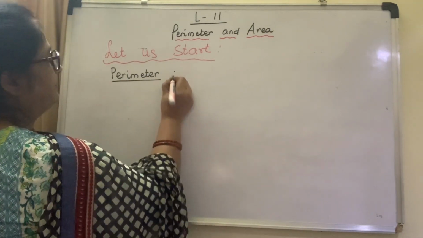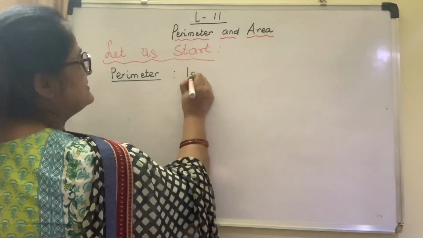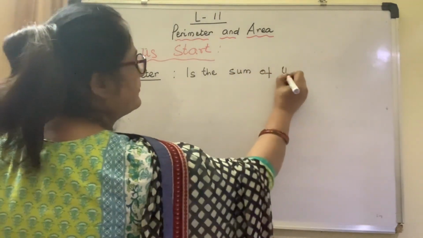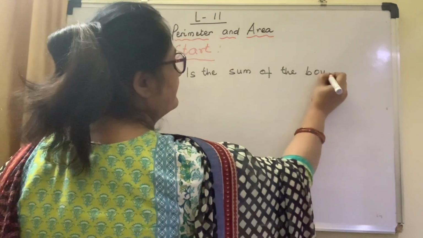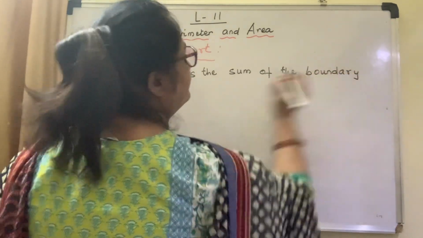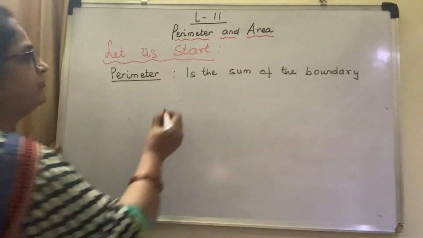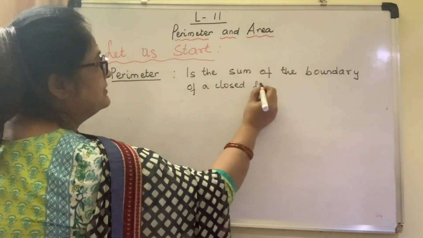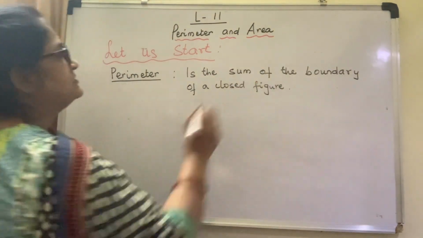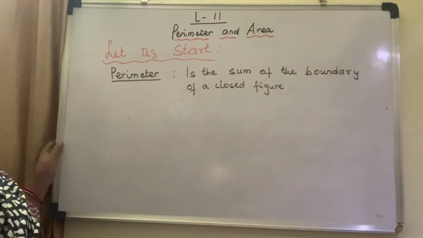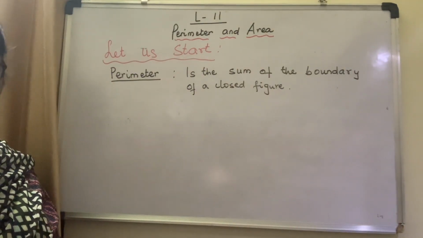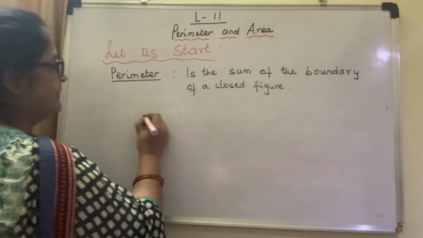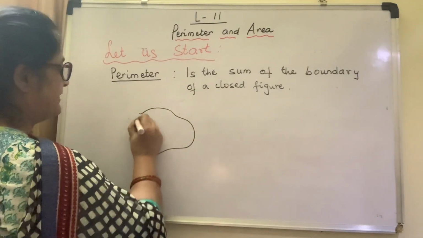Perimeter. Now, perimeter is the sum of the boundary of a closed figure, or you can also say it is the total boundary of a closed figure. Now the closed figure can be of any shape. Supposing this is a closed figure that we have.